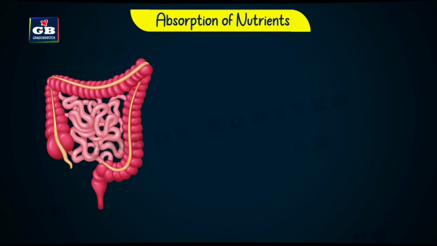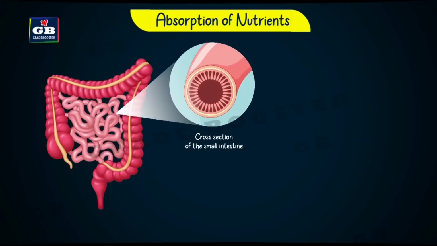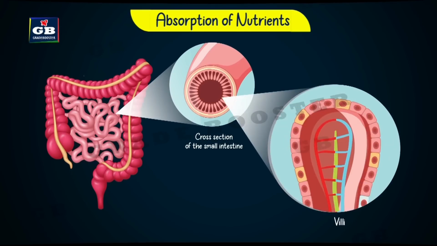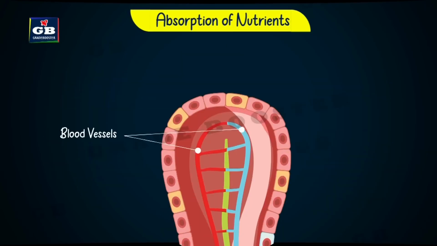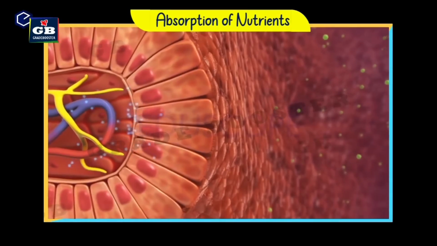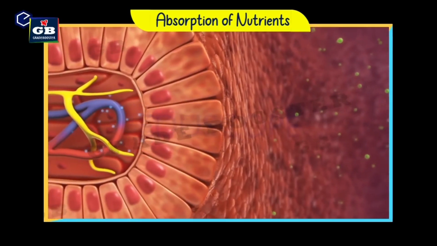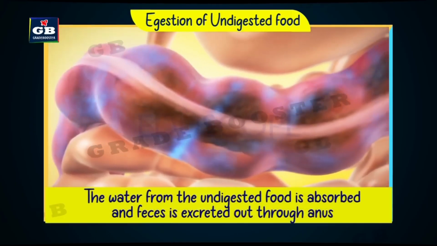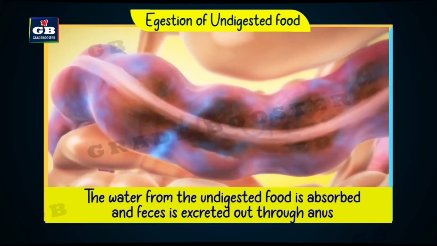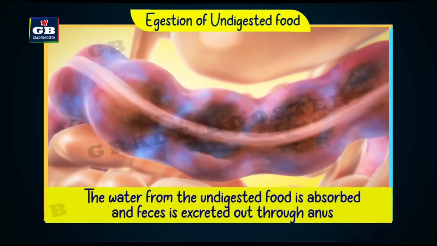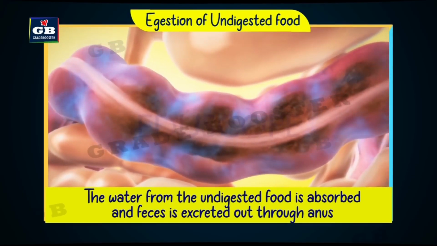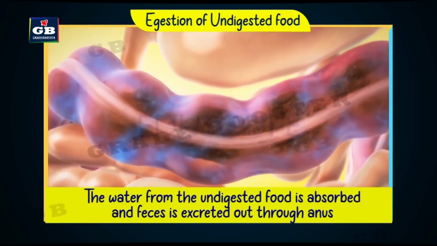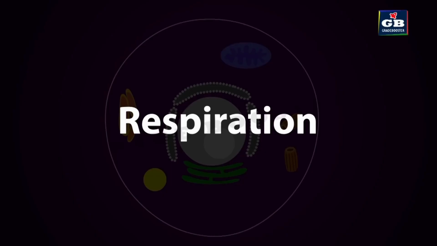Absorption of nutrients. The small intestine has numerous finger-like projections on its inner surface. These finger-like projections are called villi. Blood vessels and lymph vessels are present inside these villi. Nutrients get absorbed into these vessels and enter the bloodstream. Undigested food enters into the large intestine. The water present in this undigested food is absorbed into the blood. The remaining undigested waste is excreted out through the anus.